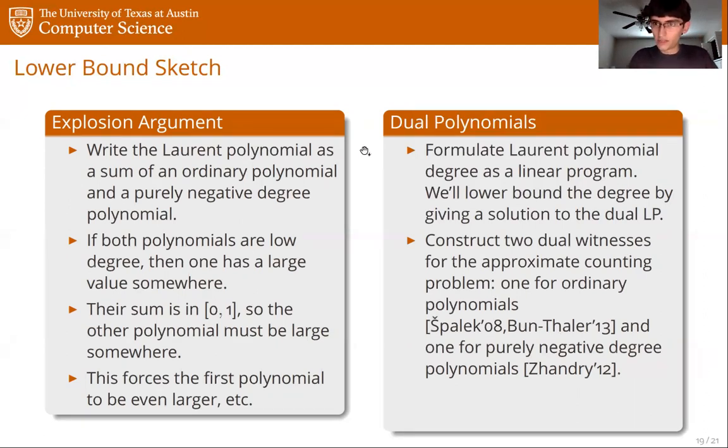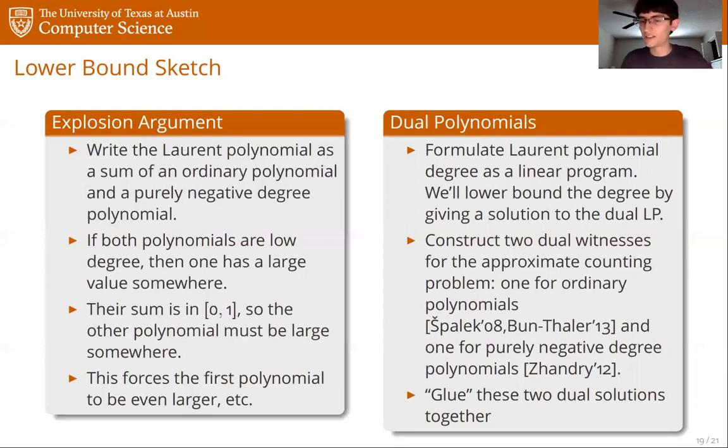So you have these two solutions to these dual linear programs, and then it turns out you basically glue these together. This is very hand-wavy. I can't really give it more justice given the time constraints of this talk. This is also the most technical part of the paper. But it turns out that this works, and this also gives you a tight lower bound. So that's basically everything I had to say about how we prove these lower bounds.